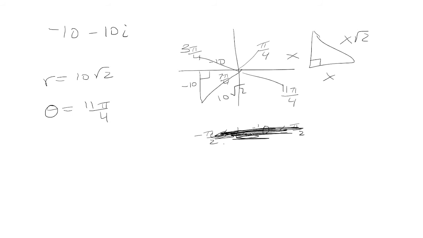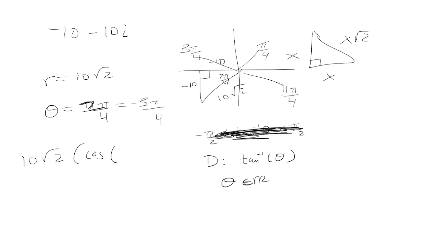Because the domain of theta here can be any real number, we can take any value. So we're going to say 7 pi over 4 is theta. Now you can also say negative 3 pi over 4 if you want. So then r times cosine theta plus I sine theta.